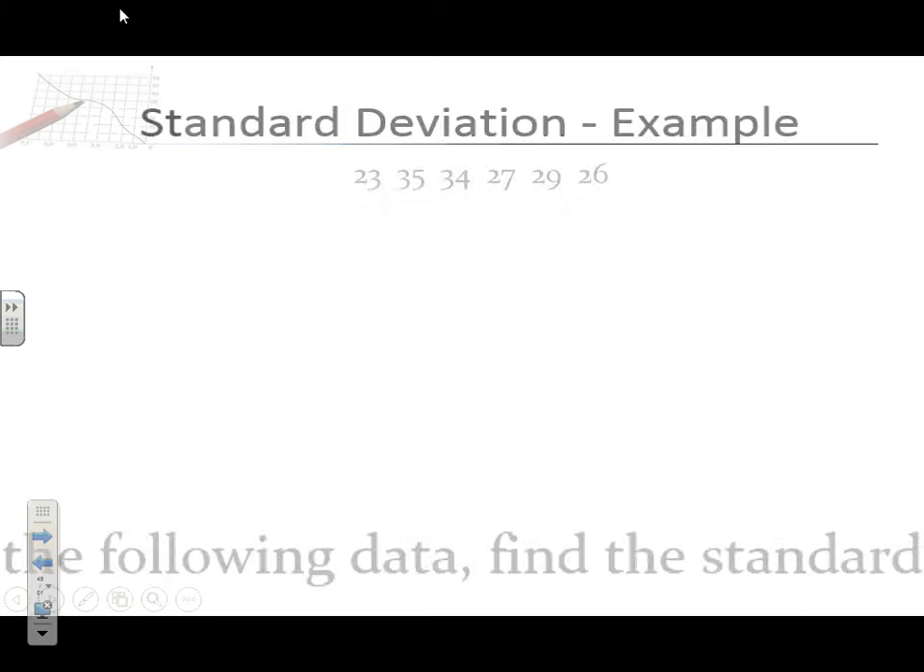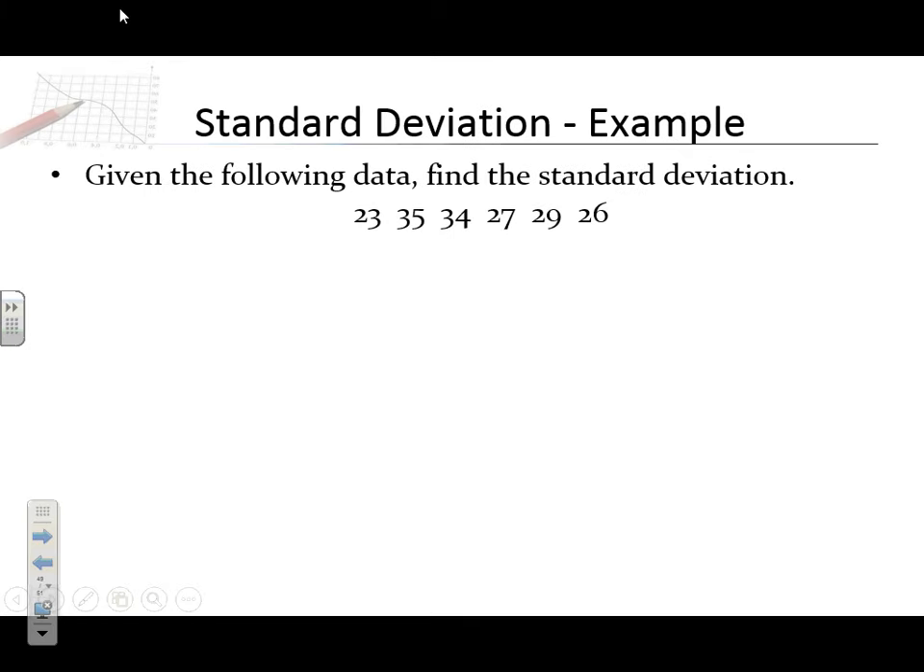Okay, so we're going to do this example. We're going to do it by hand, and then we're going to do it in the calculator so you can see both methods. Okay, so if I want to find the standard deviation by hand here, the first step is to find the mean. So the first thing we have to do is find the mean of our distribution.